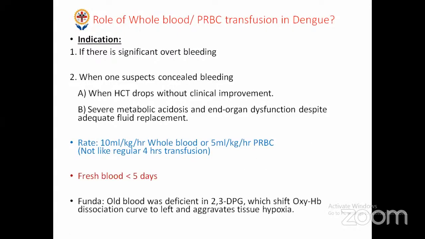And the reason for fresh blood is, in stored blood there is a deficiency of 2,3-DPG. If it is deficient, your oxyhemoglobin curve will shift to the left, and it will not release the oxygen to the tissues, and it can cause tissue hypoxia. So that's why we need to get fresh blood. If you give old blood, the child cannot improve, because you are not delivering oxygen to the tissues. So make a habit that in dengue transfusion, you have to get fresh blood, at least less than 5 days old.